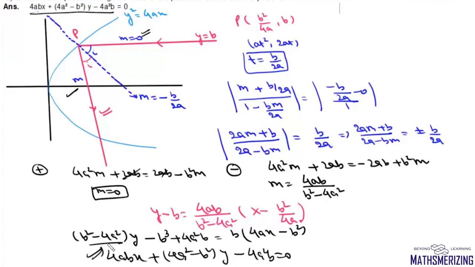And that is the equation of the reflected ray. Now we need to show that this reflected ray will pass through the focus of this parabola. We know that the focus of this parabola is (a, 0). So we'll put the value of x as a and the value of y as 0.